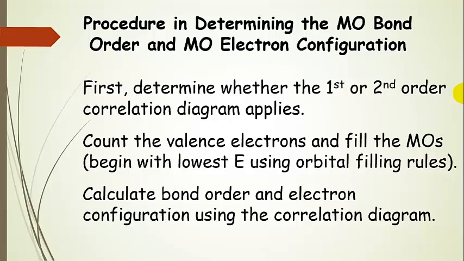Okay, so what's our procedure for determining the molecular orbital bond order and configuration? First, we're going to determine whether the first or second order correlation diagram applies. The second thing we're going to do is count our valence electrons, and we're going to fill the MOs. And we're going to begin with the lowest energy, and we're going to use our orbital filling rules. So we're going to use the Pauli exclusion principle. No 2 electrons can have the same 4 quantum numbers, so they have to have opposite spin if they're in the same orbital. We're going to keep them unpaired unless we have to for degenerate orbitals. And we're going to fill from the lowest energy to the highest energy. Now we can calculate bond order and electron configuration using the correlation diagram.